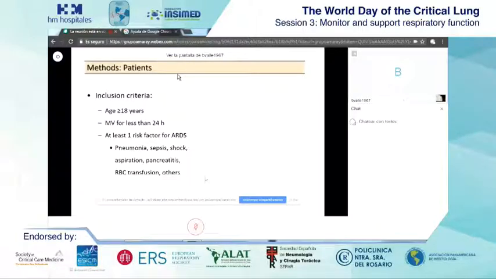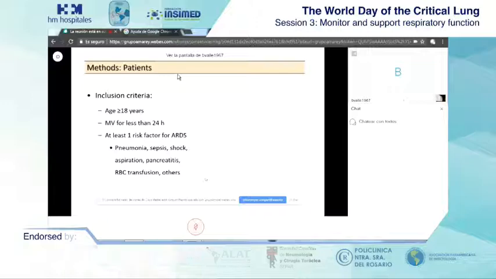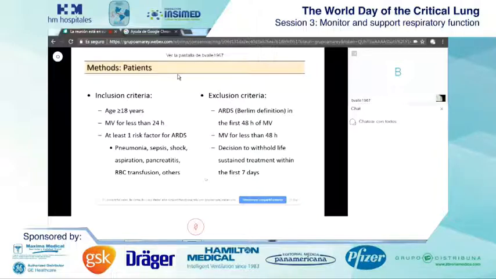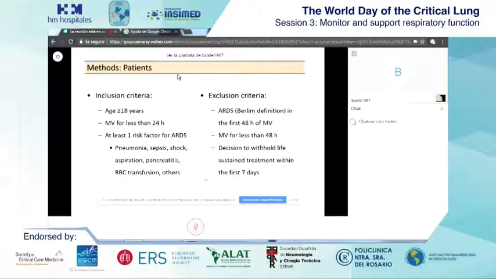The inclusion criteria for our cohort were patients aged at least 18 years old, who were on mechanical ventilation for less than 24 hours, and with at least 1 risk factor for ARDS, such as pneumonia, sepsis, shock, aspiration, pancreatitis, transfusion, and others. The exclusion criteria were the diagnosis of ARDS, mechanical ventilation for less than 48 hours, and the clinical decision to withhold life-sustaining treatment within the first 7 days.